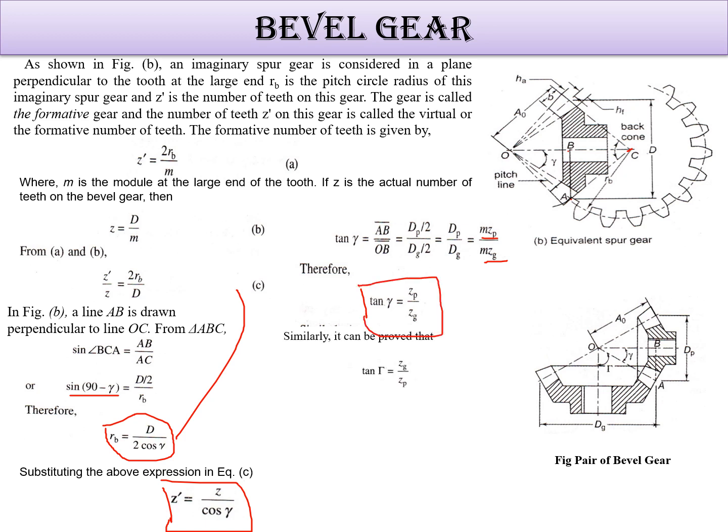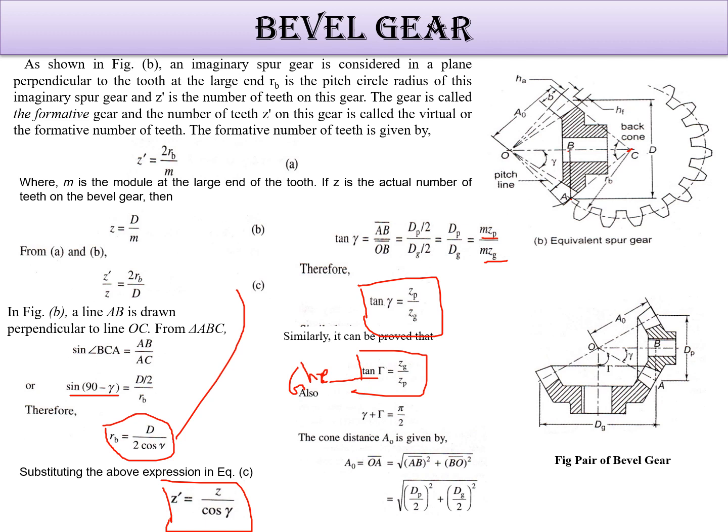It can be proved that tan of capital G, and gamma plus psi is equal to pi by 2. So the cone distance will be: AO is equal to the square root of AB square plus BO square, and that is nothing but the square root of (dp by 2) square plus (dg by 2) square. This is the center distance by which we can get it. So this is how we can get the formula. These two-three formulas are needed for solving or designing the gear. Okay, thank you.